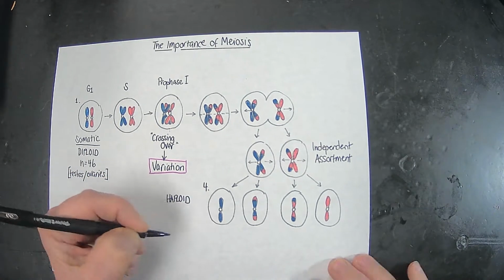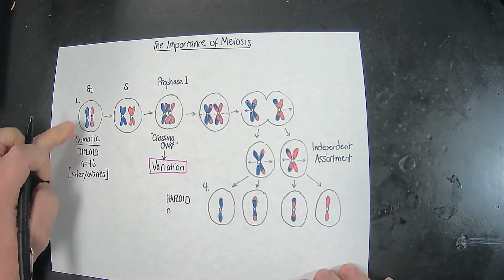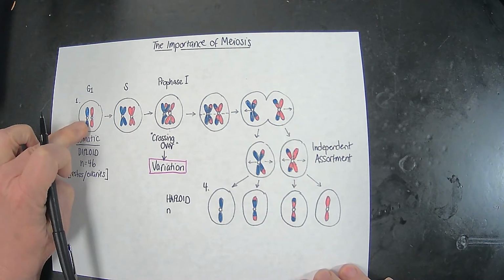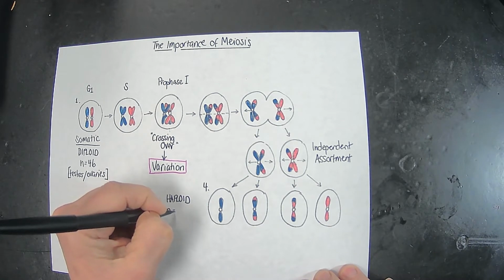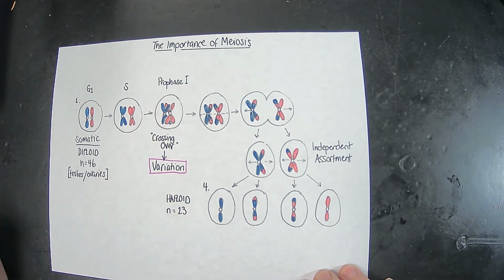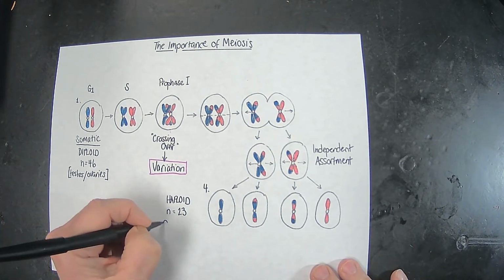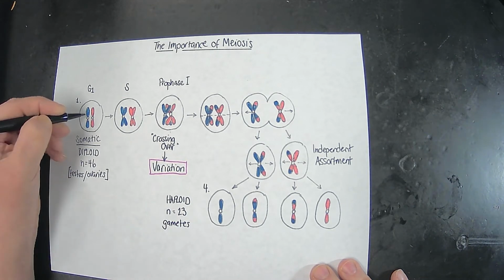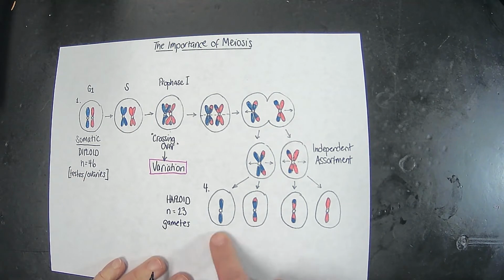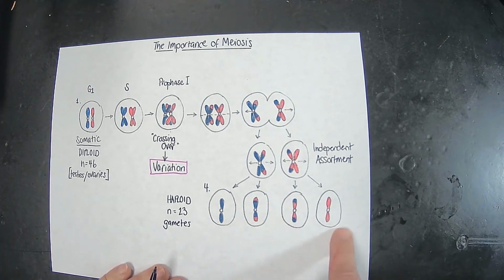Okay? And so in each one of these cells, instead of n being 46, where you've got 23 pairs, 23 times 2 is 46, you have 23 singles. So 23 times 1 is 23 in humans. And these are all gametes. So if the original cell over here was in the ovary, these would be egg cells. If the original cell was in the testes, each of these would have sperm cells. It would have a tail.